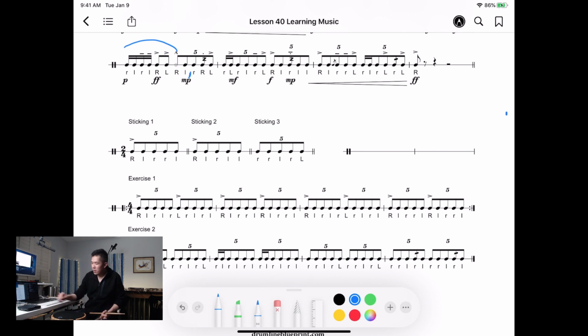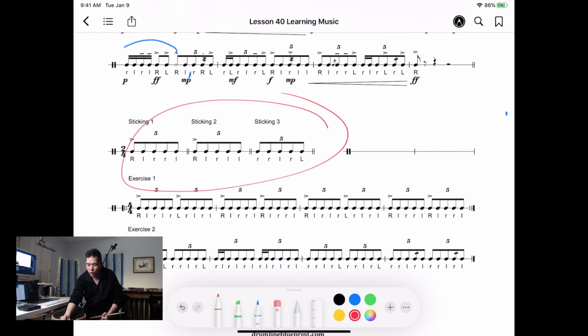So in this section down here, these 3 stickings, and again, this handout is a free download on my website, huei-yuan.com/free lessons, linked in my Instagram, linked in all the videos down below. You can download this handout, but those 3 stickings are all the stickings in this.